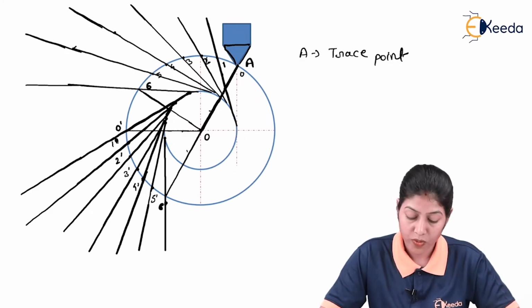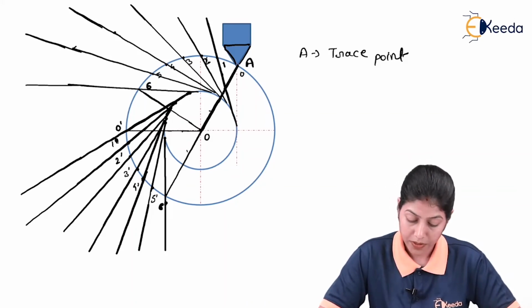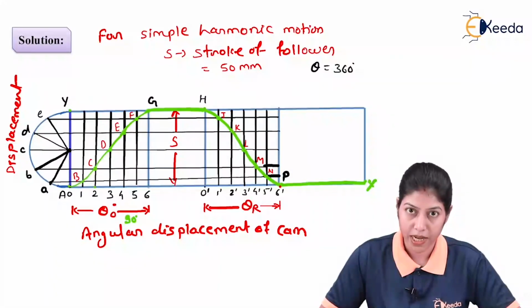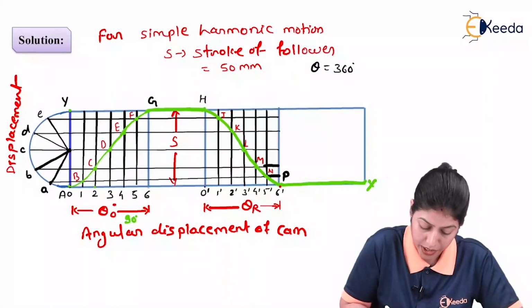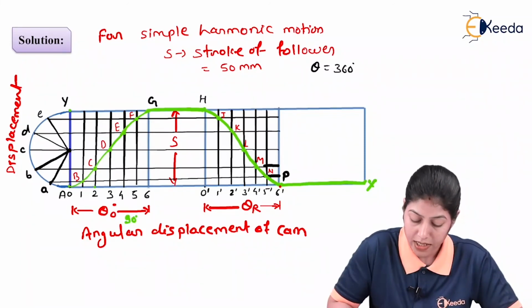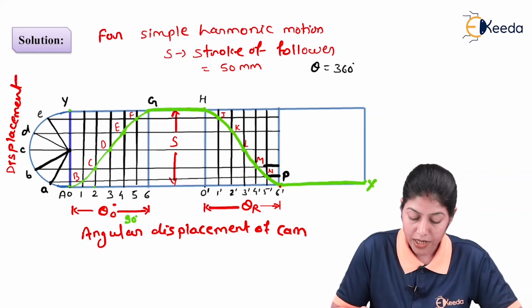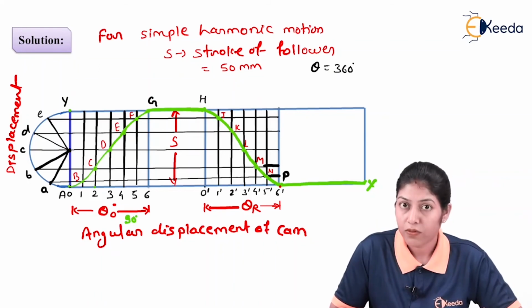Now what we will do, we will follow the same process as we have done in the previous concept. Here we will use the same displacement diagram and we will mark these points 1B, 2C, 3D, 4E, 5F and 6G as the distances. Similarly 0-H, 1-J, 2-K, 3-L, 4-M, 5-N and 6-P as the points of the profile of the cam.